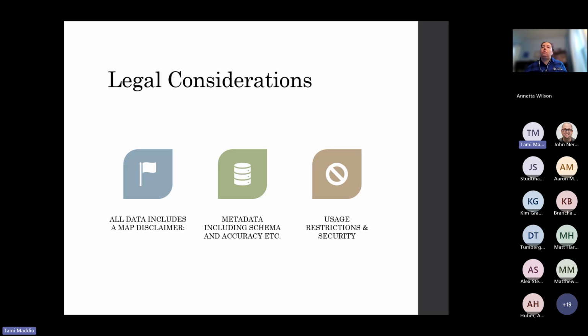And so if you're going to use it, you need to abide by those security constraints. And also if it's something that's not our data, like county parcels or something, we try to direct outside entities to go get data from the authoritative owner. So parcel data would be Dakota County in our case, whenever possible.